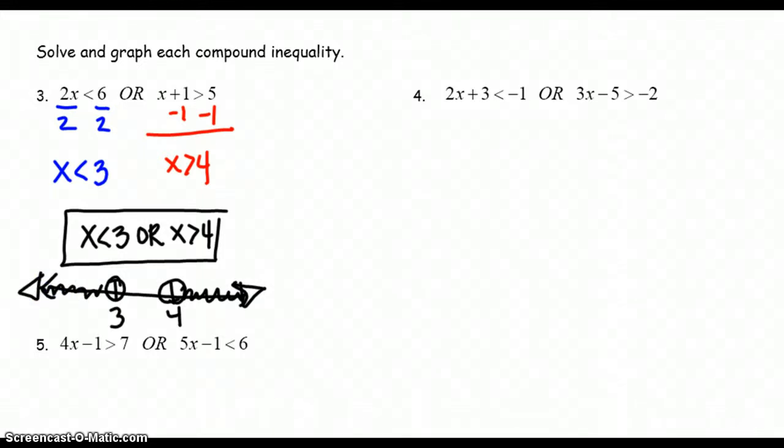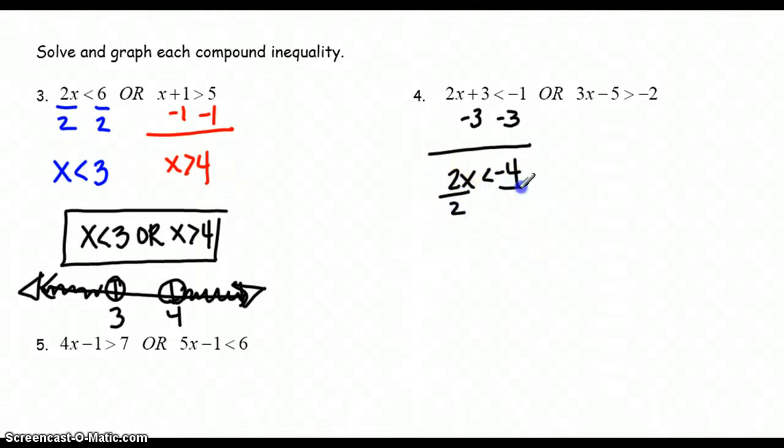Number 4. Again, do each one individually. Subtract 3 from both sides. 2x is less than -4. Divide both sides by 2. X is less than -2.